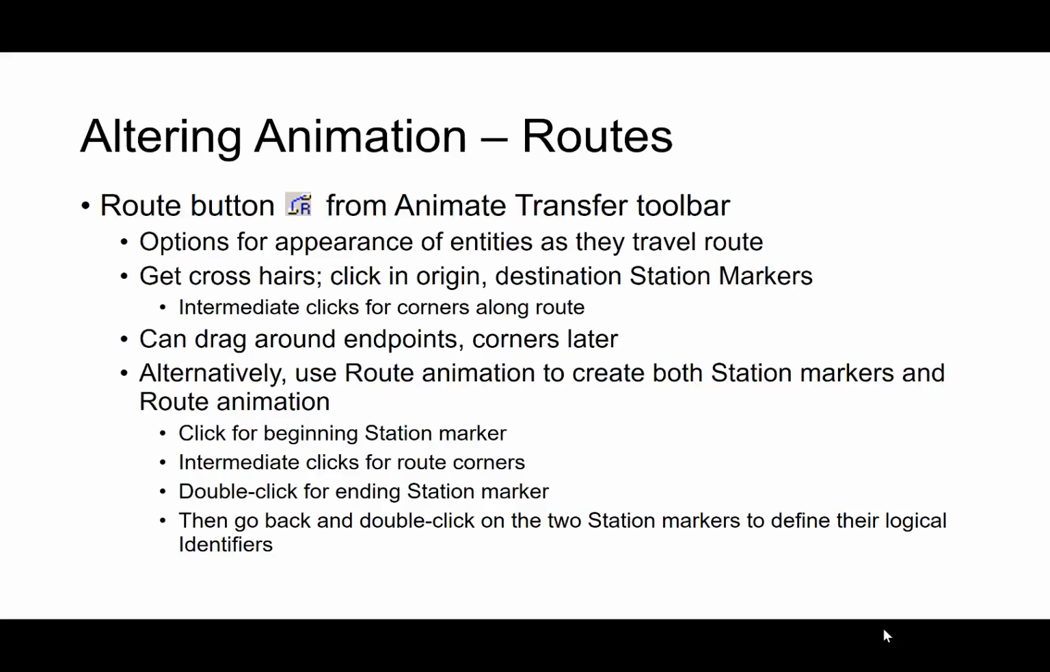For the routes, we'll use the route button from the animate transfer toolbar. The options are for appearance of entities as they travel the route. Get the crosshairs, click on origin and destination station markers, and then drag around endpoints. Don't worry about the corners for now. Alternately, you could also use the route animation to create both station markers and route animation. So click for beginning a station marker, intermediate clicks for route markers, double click for ending a station marker, and then go back and double click on the 2 station markers to define their logical identifiers. Either way is acceptable.